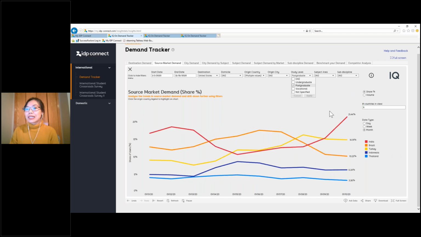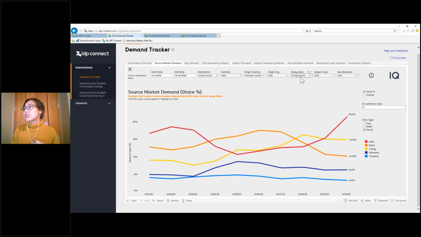Now you see that the trend is shifting a little, and India goes back up toward the end, but they have a really big decline in the middle. This one is showing the data by month, so you can also change it to day or week to see more accurate data.